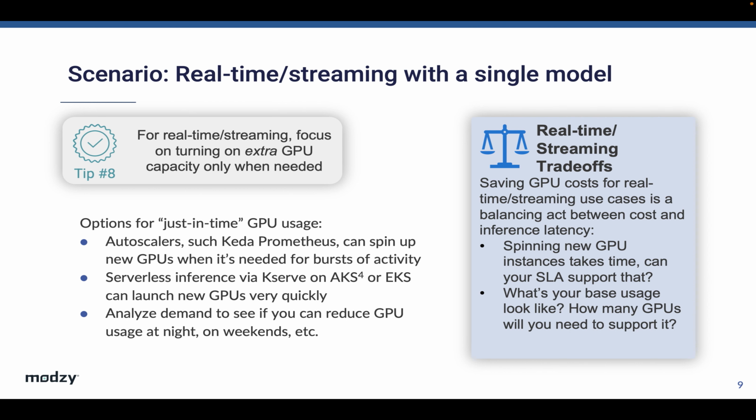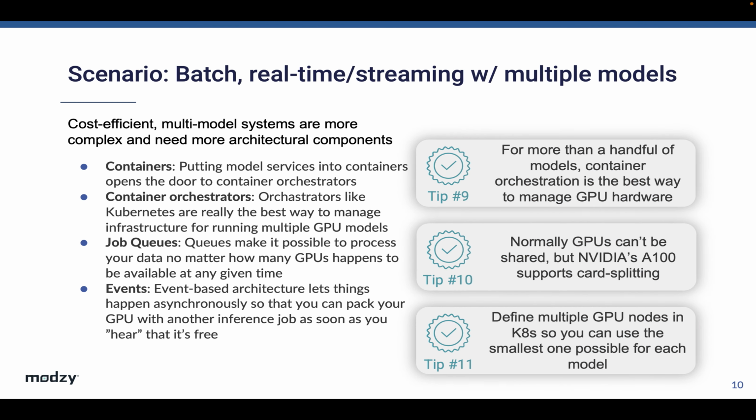You could take advantage of that time to turn things off at night, except for a very small number of GPU nodes, and then at 6 in the morning spin up one, and then at 9 in the morning spin up another. So you can take advantage of your knowledge of how the business is using your model to structure things. All right, now this is where it starts to get a lot more complicated. If you have a scenario where you need to support both batch processing and real-time or streaming with multiple models, it really takes a much more complicated architecture.